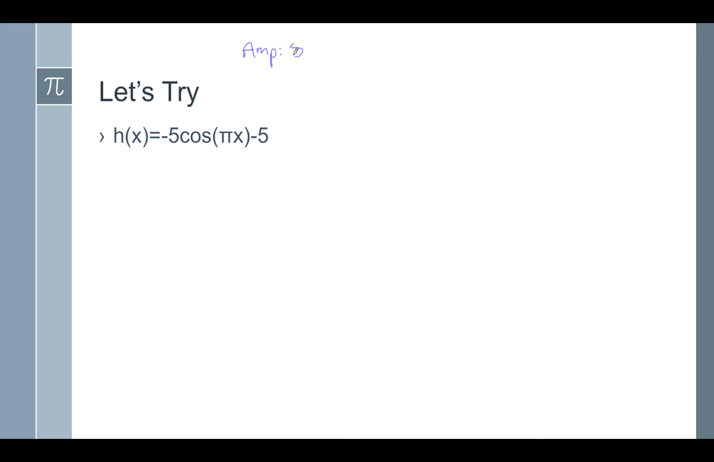So my amplitude is 5, and again, I'm going to note that it's flipped over so I remember. My period, in this case, is 2 pi over pi, which is 2. And my new center line is y equals negative 5. So I'm going to pay attention to myself this time.